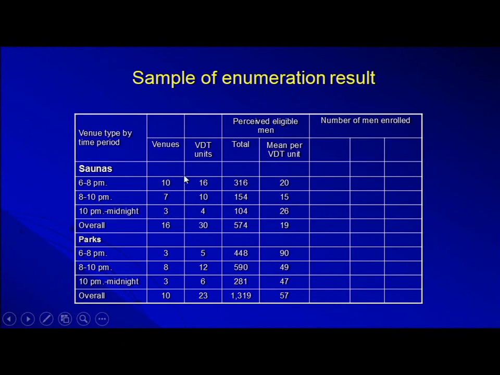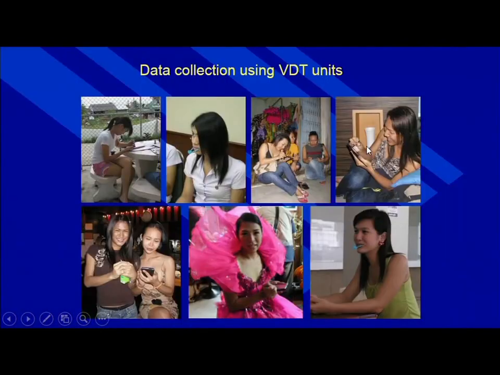So the enumeration, this is an example of what you get, a table basically with what we call VDT units. Those are venue-day-time units, hours, so we have different venues here, hours that we have been there, and the total number of perceived eligible men that were counted. And then we calculate a mean number of people per VDT unit, so we use that to calculate the number of people that we can enroll at a certain site. And then of course we can see later how many men we have enrolled.